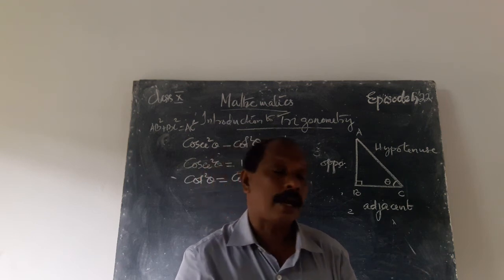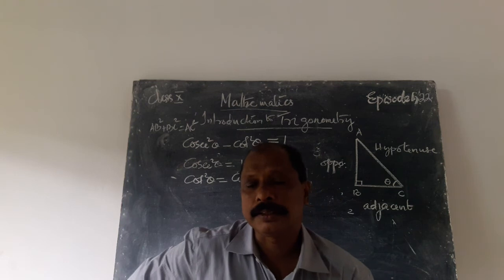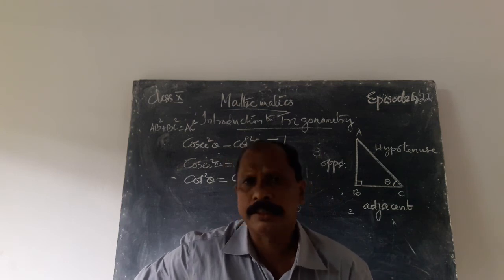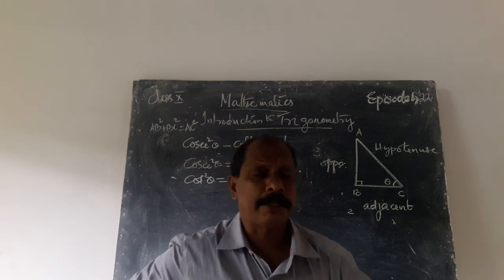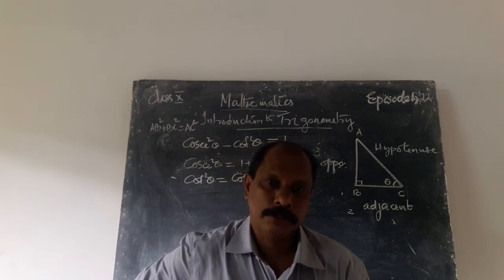Then in the right angle triangle ABC, right angle at B, consider the angle at C is theta or the angle at A is theta. If the angle at A is theta, BC is opposite. Angle at C is theta, AB is opposite.